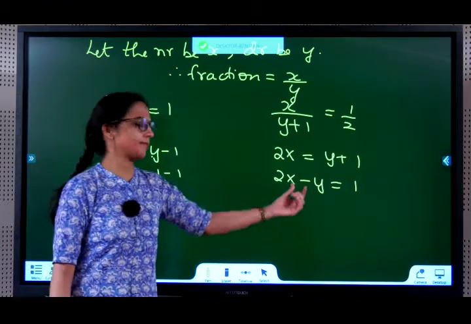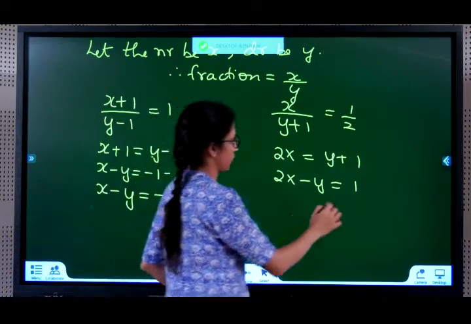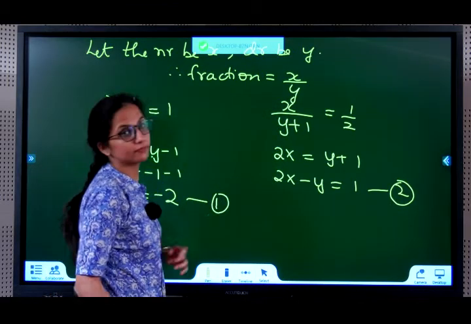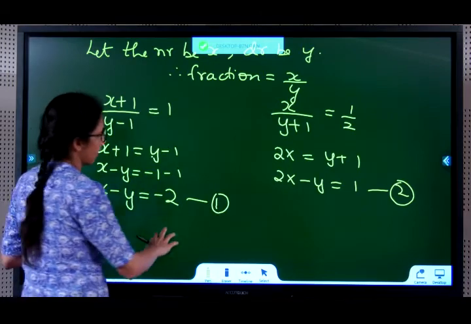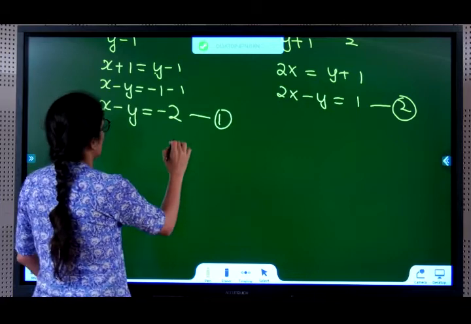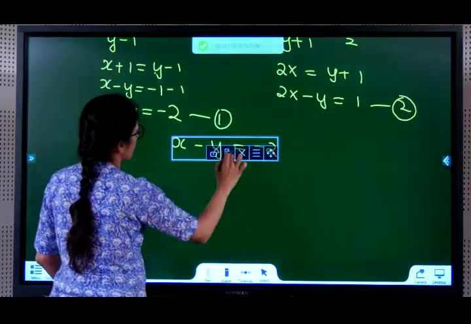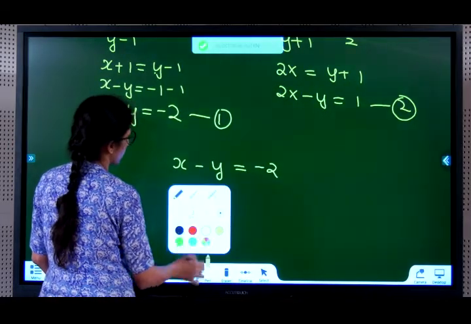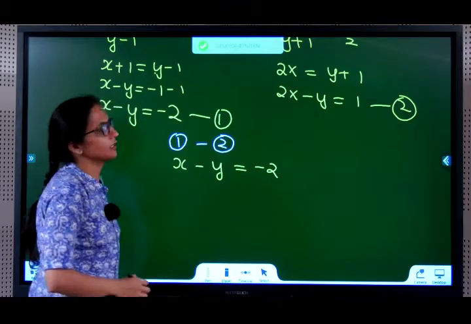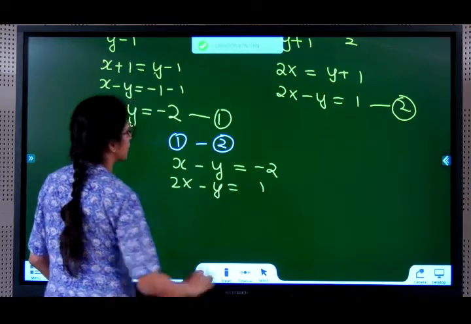Both the y's have the same coefficient 1, so we'll not try to make the x coefficient same. You have to add or subtract. Since the signs both are negative, then we have to go for subtraction. Because if they have the same sign, subtraction. If they have different signs, addition. x minus y is equal to minus 2. First write down, what are we doing here? Equation 1 minus 2. So x minus y is minus 2, and 2x minus y is equal to 1.